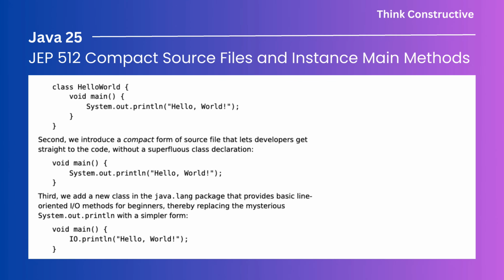And the third improvement is that a new class in the java.lang package is added. What does it do? It has all the baseline IO-oriented methods for beginners. You can notice in this example, void main and directly IO.println is being called. The simpler version of System.out.println is now IO.println, and you can print hello world or whatever you want. The idea behind this feature was to make Java a little more beginner friendly, and this is what you can see here in this example.